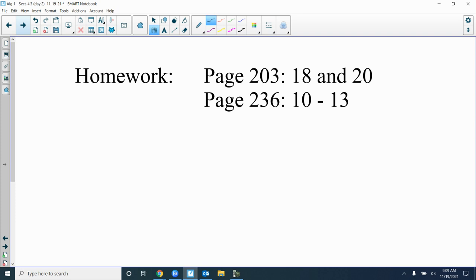Okay. I had to split this up because I didn't like all the problems from the first page. So page 203, 18 and 20. All right, I want you to get started now. 18 and 20 on those two pages, and 236, 10 through 13. Okay, so just 18 and 20 for those.